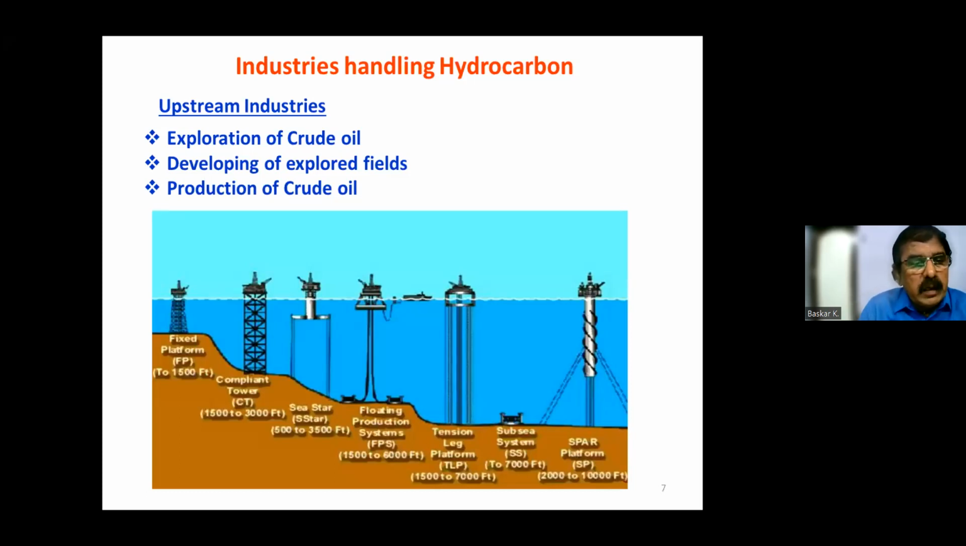You can see the picture. Depending upon the depth of the oil available, we are using different types of oil exploration methods. First one is fixed platform, then compliant tower, sea tower, floating production system, tension leg, subsea system, and spar platform. The usage of the system depends upon the depth of the oil available during the study.